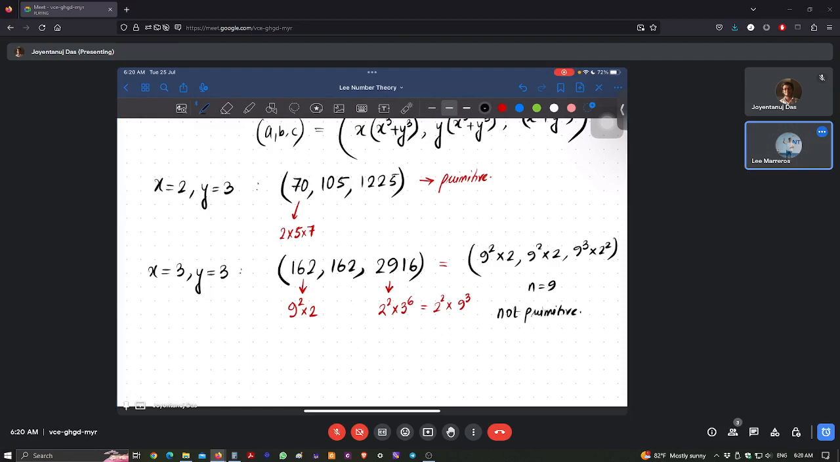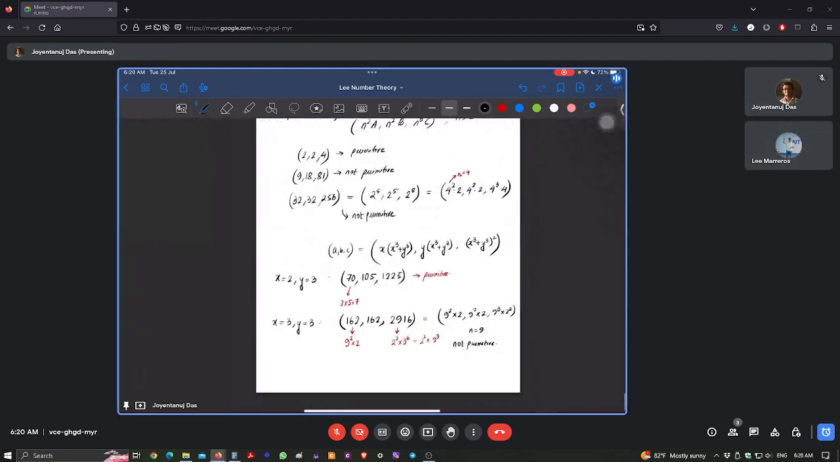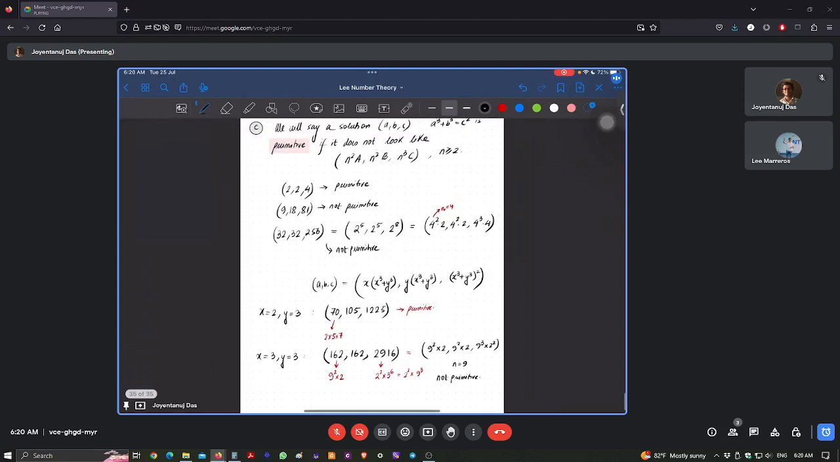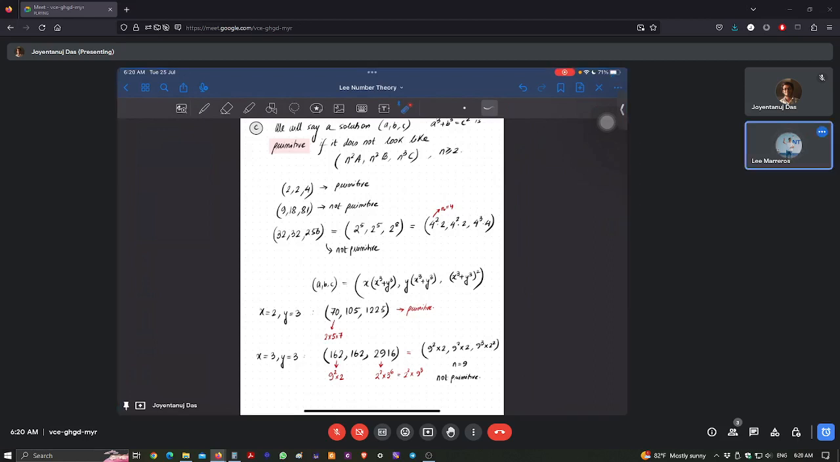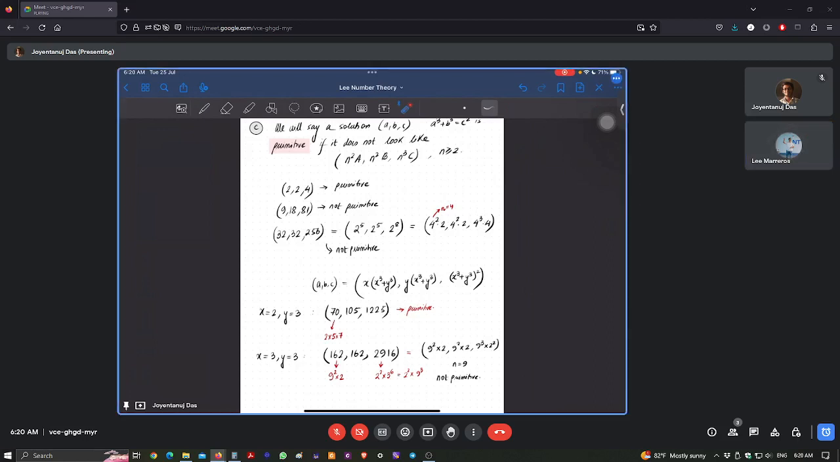Okay. So this is the idea. Here they have defined one condition of primitive: if it is of this form and n is greater than or equal to 2, then we will say that the solution is not primitive. Otherwise, it is primitive. So similarly, I think you can find other primitive solutions also.